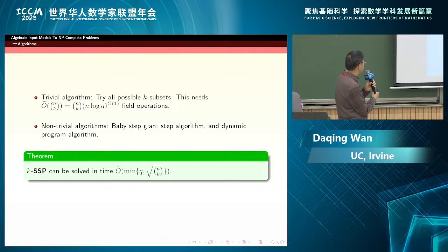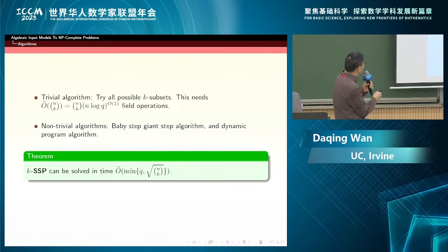And there are actually two non-trivial algorithms. One is called the baby-step giant-step algorithm. In cryptography, it's called the birthday attack. That basically reduces the trivial n choose k to its square root, basically the square root of n choose k. And there's another general algorithm called the dynamic programming algorithm. Because your operations always work in F_q, even though you have lots of choices, there's a way to show that the complexity doesn't go over q. That's the maximum. So at least from an algorithmic point of view, we know the k-subset sum problem can be solved in time either q or square root of n choose k.